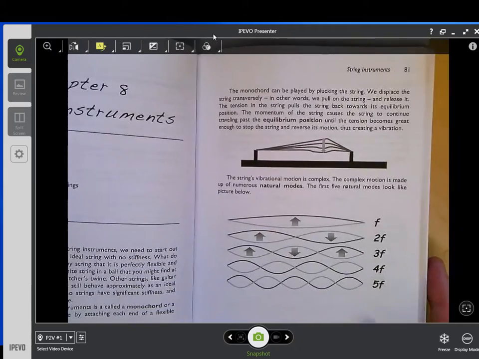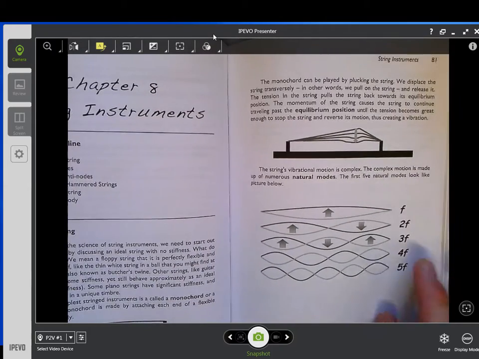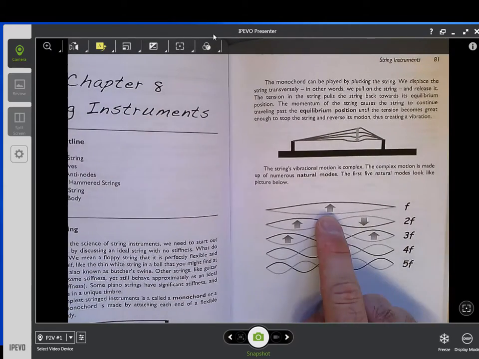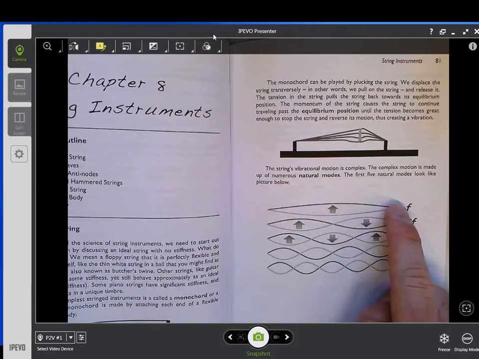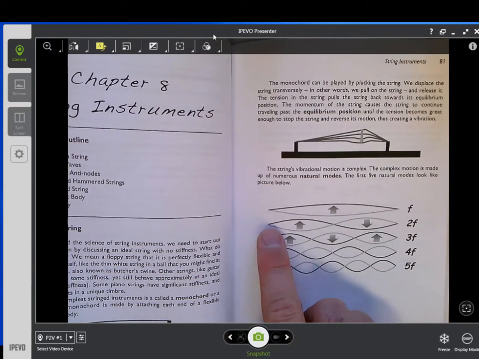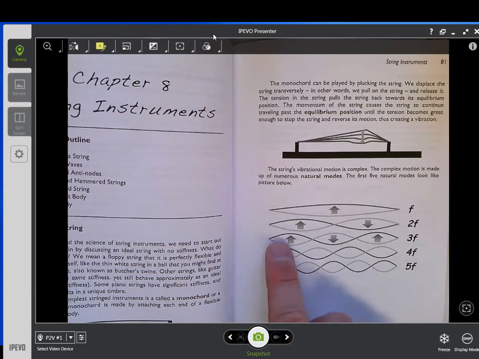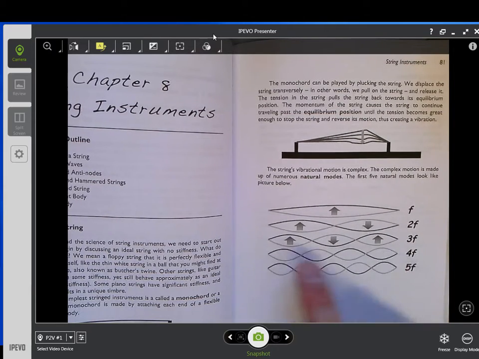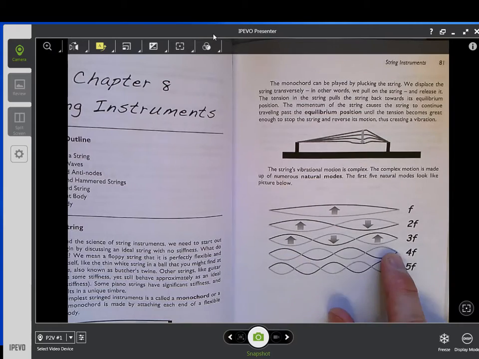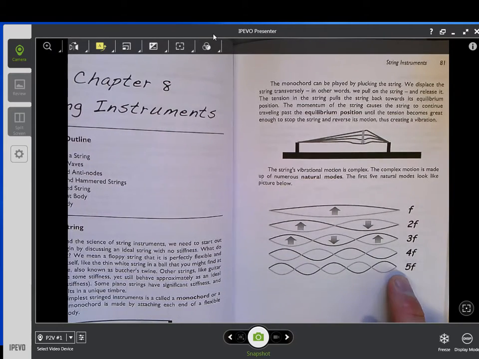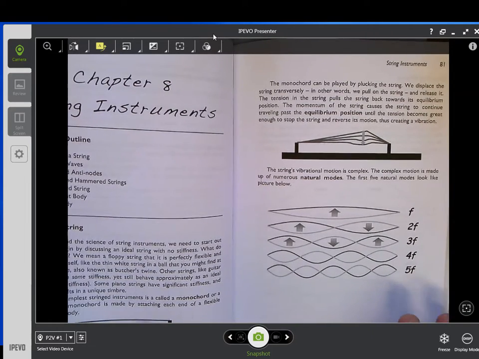This can be seen in chapter 8 of your textbook here. You can see that the fundamental frequency has 1/2 of a wavelength going across. The second harmonic has 2 half wavelengths. The third harmonic has 3 half wavelengths, and so on. 4 half wavelengths, or in other words, 2 full waves, and then 5 half wavelengths, etc. And so that's how you can think about that.